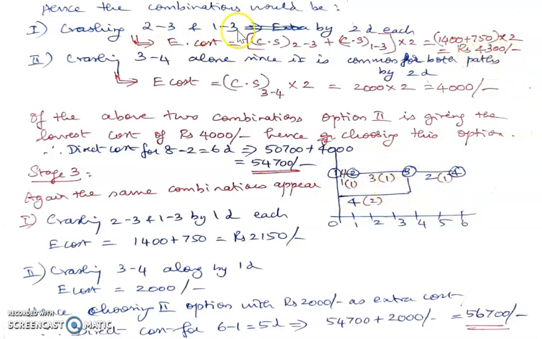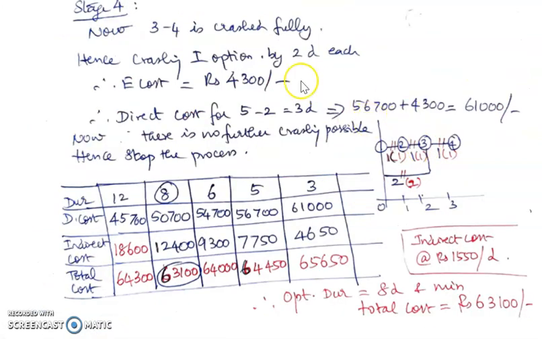We have already seen that it is incurring an extra cost of 4300 rupees. So we are going for that option and crashing each of these activities by 2 days. We will get an extra cost of 4300 rupees. And now the project duration reduces from 5 to 3 days of completion. So the direct cost for 3 days of completion is direct cost of 5 days plus extra cost of crashing by 2 days, which is 61,500.